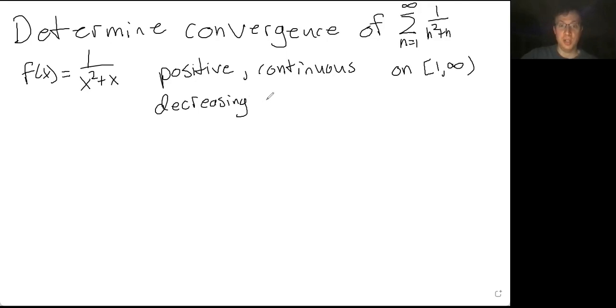So in this case, the justification for this is decreasing since the denominator, x squared plus x, is increasing on 1 to infinity again. So this is a parabola. Parabolas aren't always increasing, but if you're putting in numbers bigger than 1, you're always getting bigger. So this says we can use the integral test.